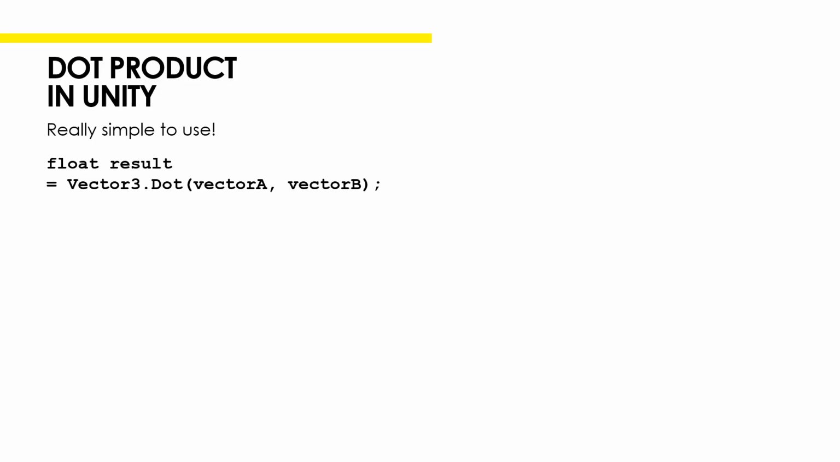In Unity, it's incredibly simple to use. All you need to do is call Vector3.Dot and pass in two vectors, and it will give you a floating point result.